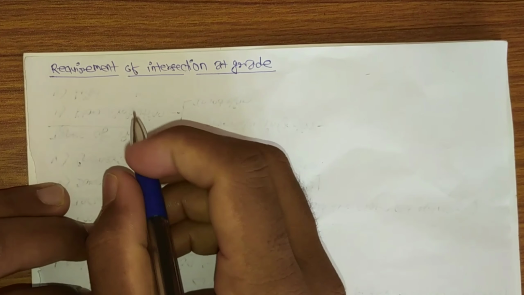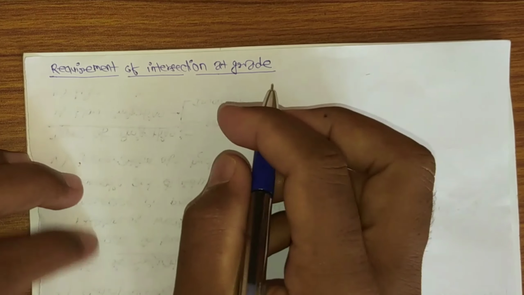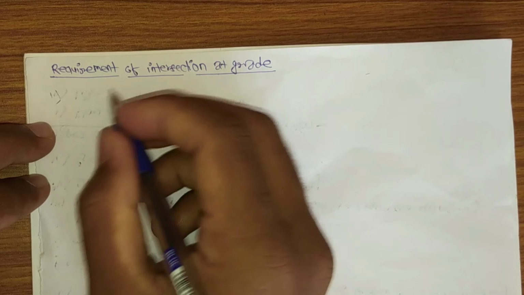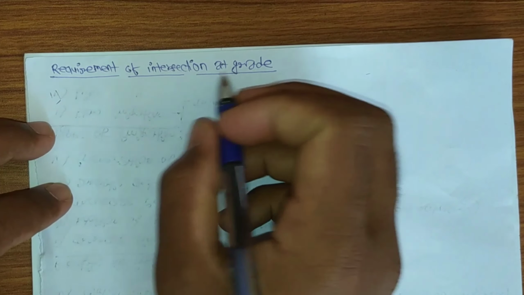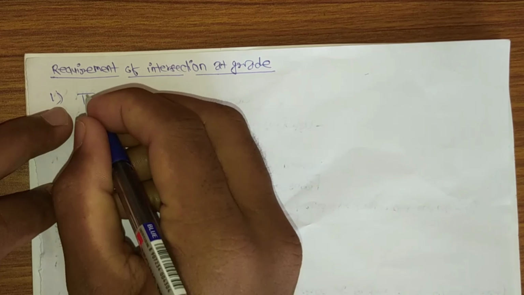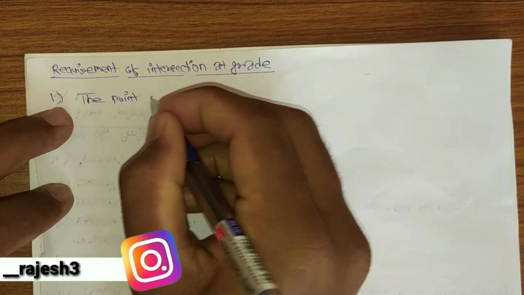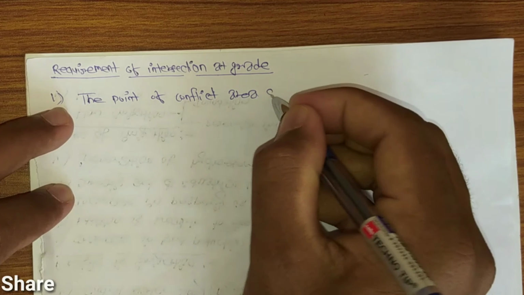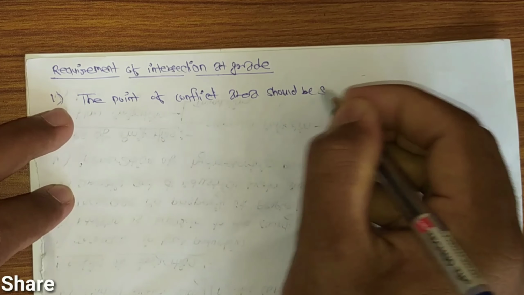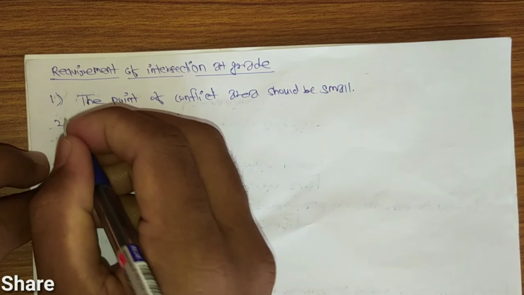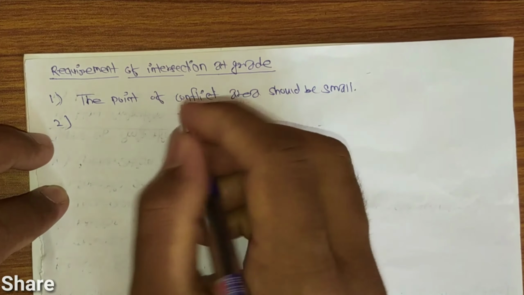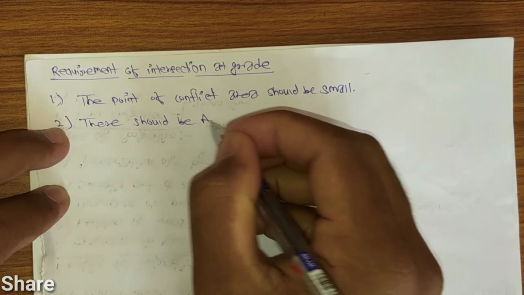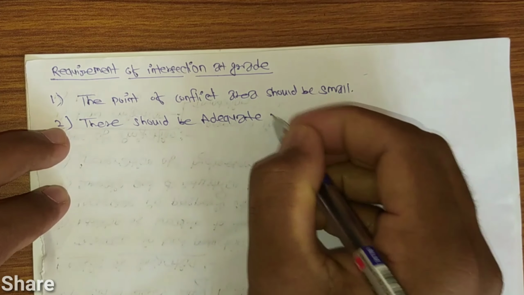Moving on to the next one, that is the requirements of an intersection at grade. The first point is that the point of conflict area should be small in the intersection at grade. And the second one is that there should be adequate visibility.